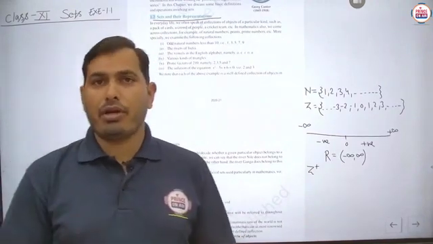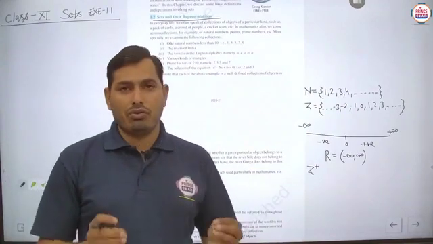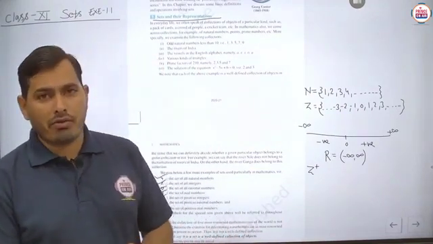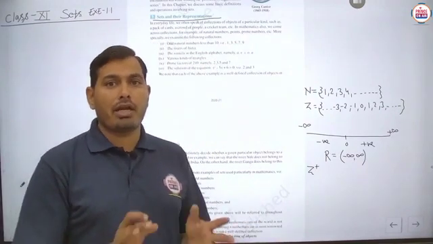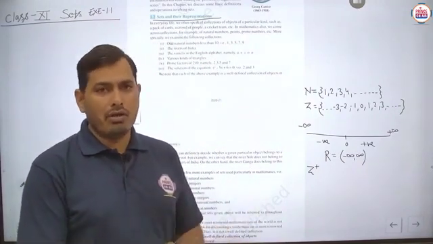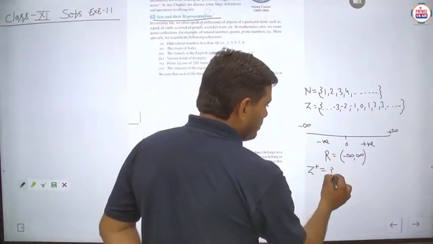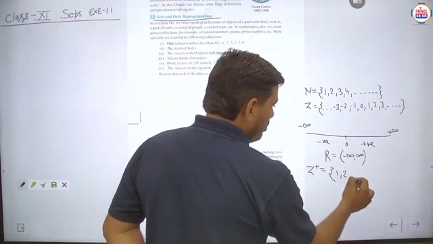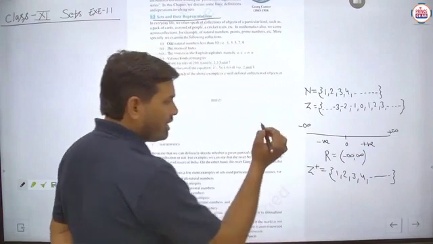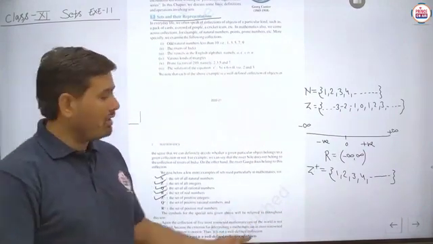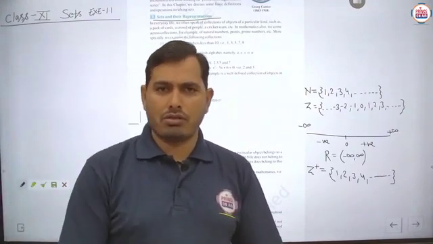And a very important thing: in the last video we discussed whether 0 is a positive quantity or a negative quantity. 0 is said to be a non-negative quantity, meaning neither positive nor negative. So Z plus starts with 1, 2, 3, 4 and so on. If we write the tabular form of Z plus, we mention Z plus as 1, 2, 3, 4 and so on.